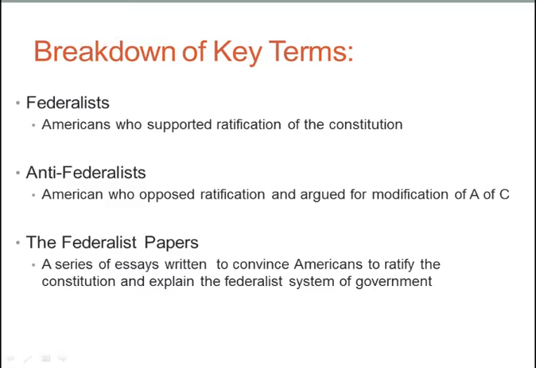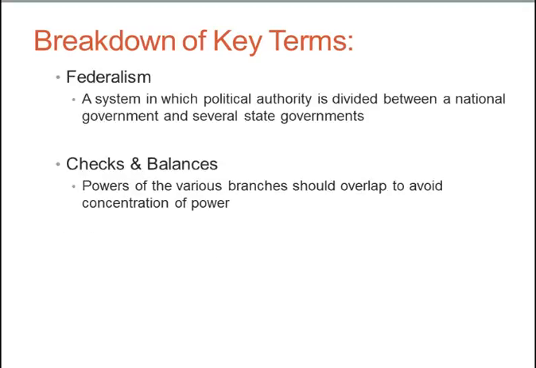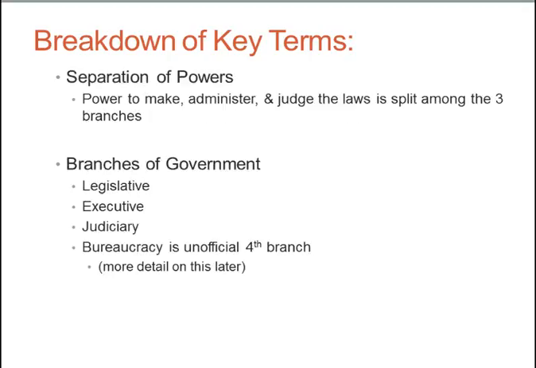All right, so the Federalists were Americans who supported ratification. Anti-Federalists were Americans who opposed ratification. The Federalist Papers were a series of essays that were written by the Federalists to convince Americans to ratify the Constitution and to also explain the Federalist system of government. Federalism is a system in which political authority is divided between a national government and several state governments. Checks and balances are the powers of the various branches should overlap to avoid a concentration of power. This is very, very important.